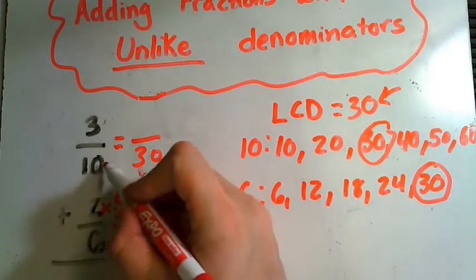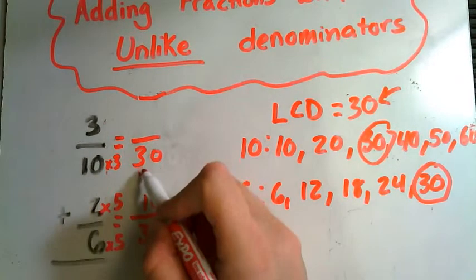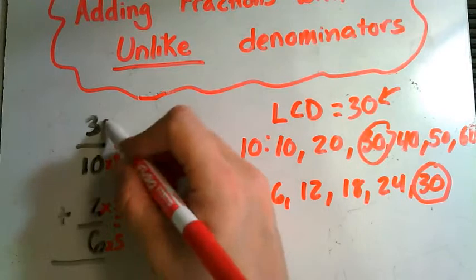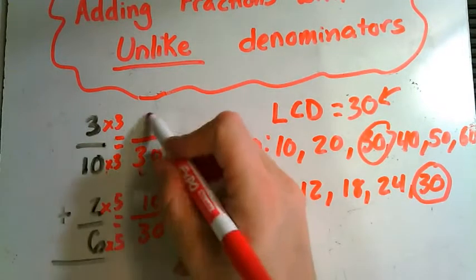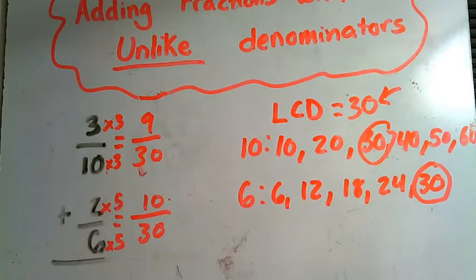We're going to do the same thing with this fraction. 10 times 3 gives me 30. What I do to the bottom, I must do to the top. 3 times 3 is 9. 9 thirtieths is my equivalent fraction to 3 tenths.